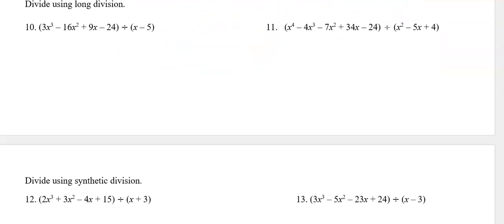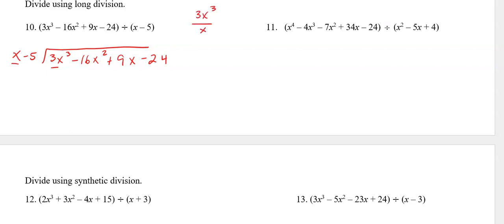Okay, let's do a couple of long division problems. So I'm dividing x minus 5 into 3x cubed minus 16x squared plus 9x minus 24. So with long division, I'm dividing first term into first term. So it would look like this, 3x to the 3rd divided by x, and that makes 3x squared. And now I multiply 3x squared times both of these. 3x squared times x is 3x to the 3rd.